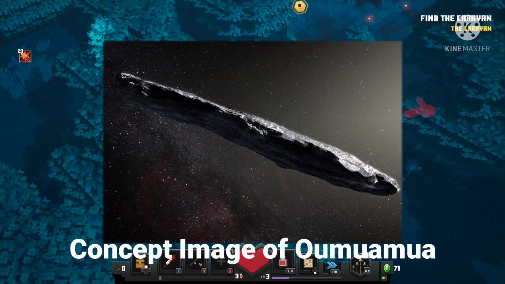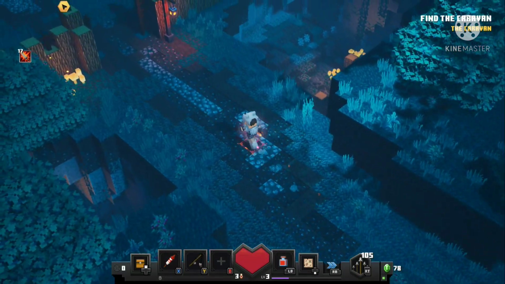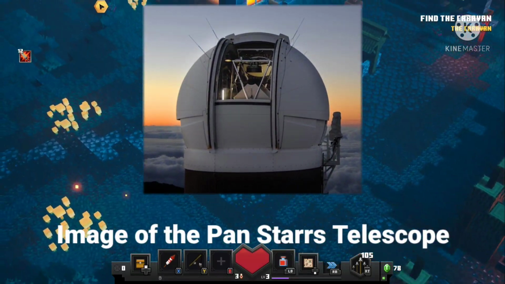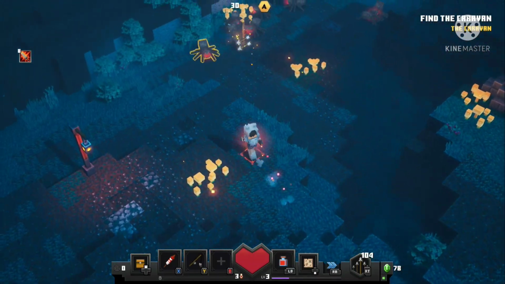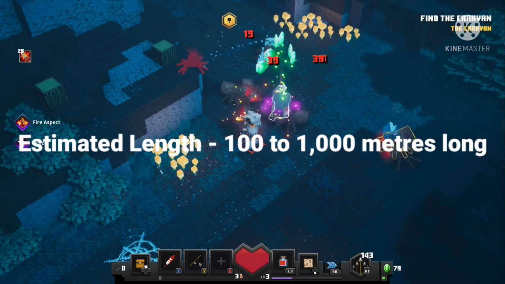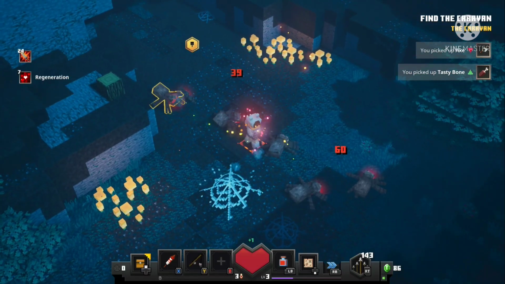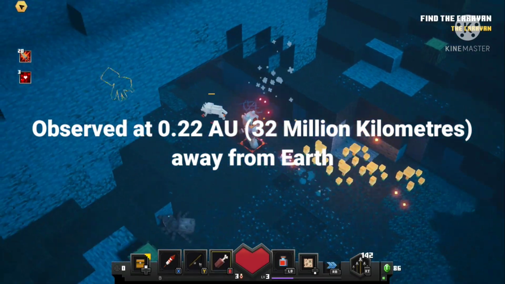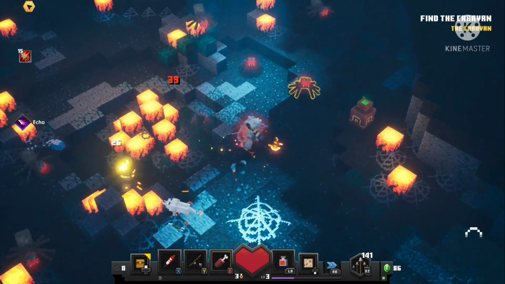Oumuamua was the first detected object that passed through our solar system from interstellar space. It was detected by Robert Weryk with the Pan-STARRS telescope at the Haleakala Observatory in Hawaii on October 9, 2017. The object was measured to be anywhere from 100 to 1,000 meters long and 35 to 167 meters wide. When it was observed, it was 0.22 astronomical units, or 33 million kilometers, away from Earth and had already started moving away from the Sun.